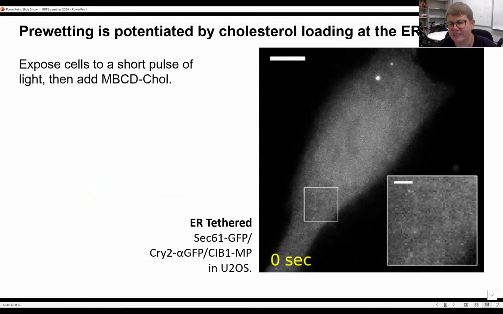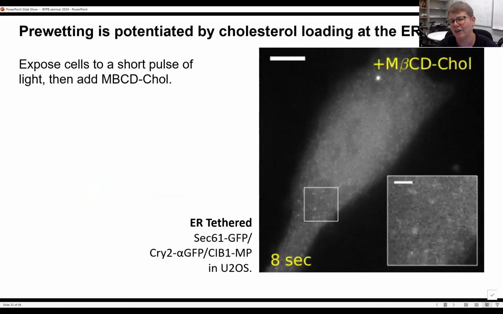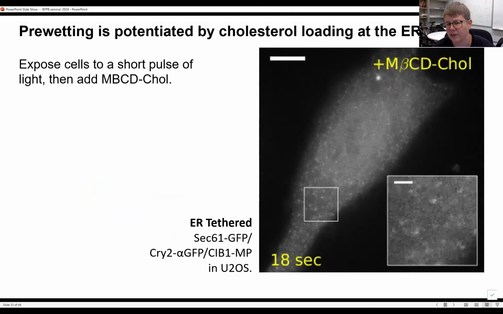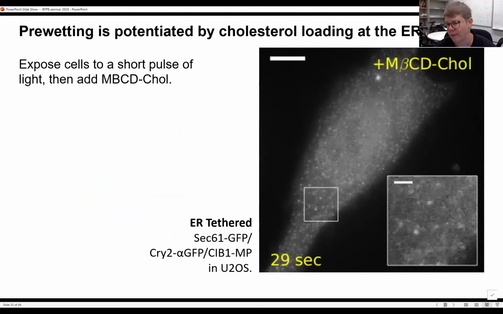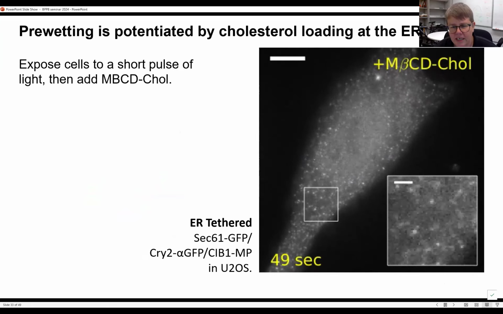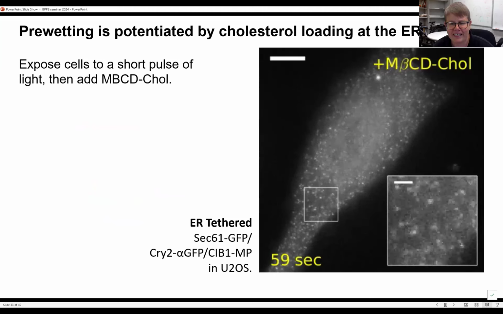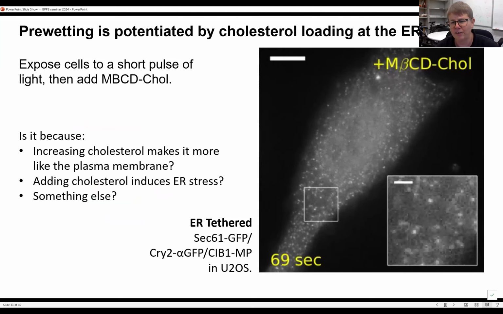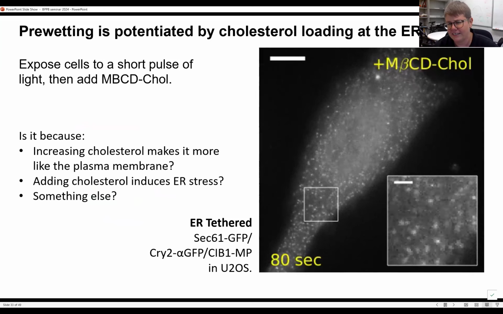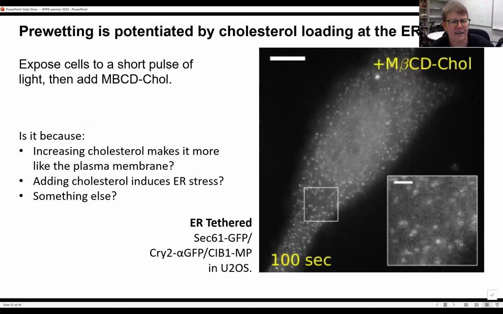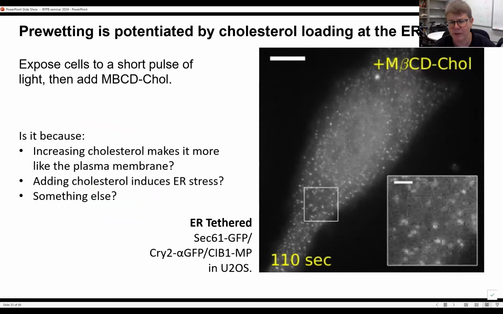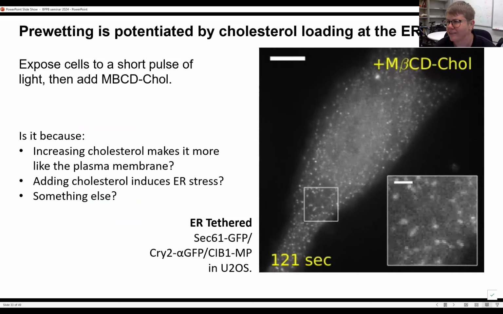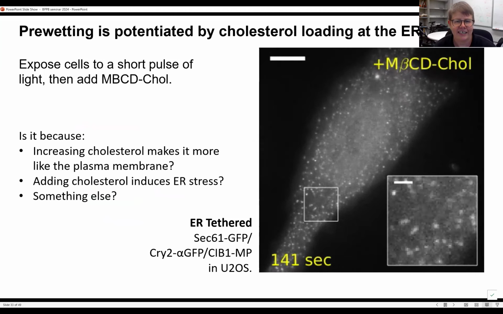But one thing we've noticed is that if we add cholesterol to these ER tagged cells, we can also trigger pre-wetting of the ER membrane in this case very quickly. And so I'm not sure what's going on here, but it's kind of fun. I don't know if increasing cholesterol is leading to the ER membrane looking more like the plasma membrane, so now it needs less light, or if maybe we're inducing some stress response that's triggering this, or maybe something else entirely is going on. I'm not sure, but something interesting.